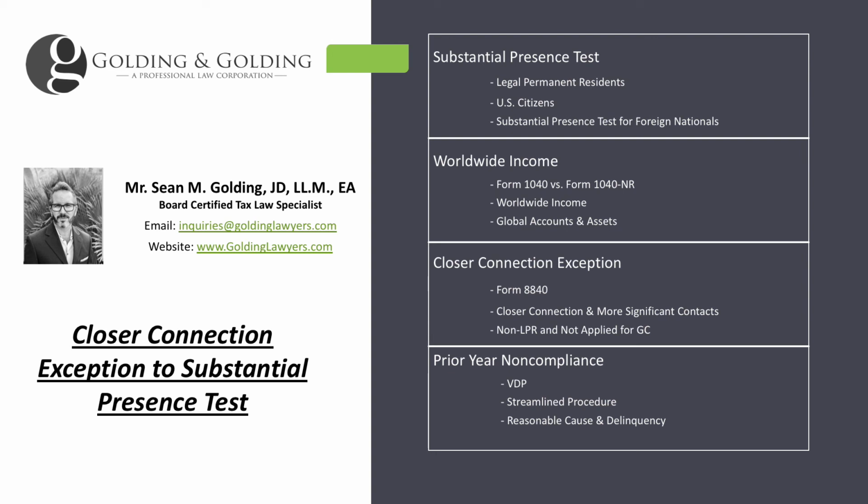If you're out of compliance for prior years, you may want to consider getting into compliance through one of the amnesty programs. Maybe you met substantial presence in prior years, but you didn't file a 1040, or you filed a 1040 NR, you didn't report your worldwide income, and so on. So there's various amnesty programs. There's voluntary disclosure, there's streamlined domestic, streamlined offshore, delinquent FBAR, and reasonable cause.